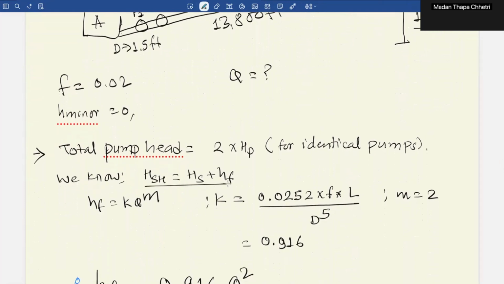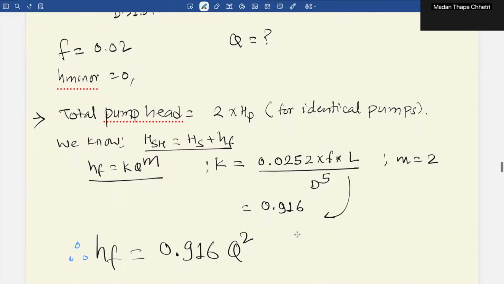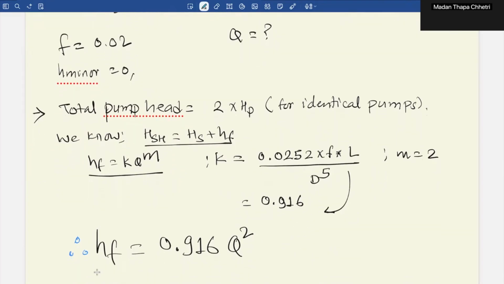And we know this, and we know HF is equal to K times Q to the power M. M is equal to 2. And we know how to compute K. So we can compute from this formula, and we get a value of K as 0.916. That gives us HF is equal to 0.96.